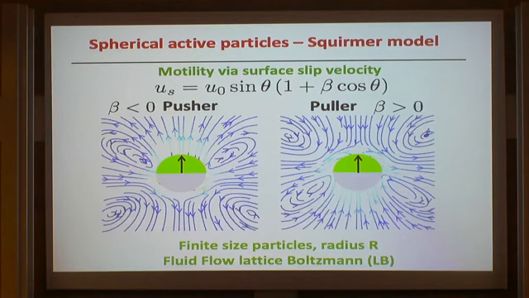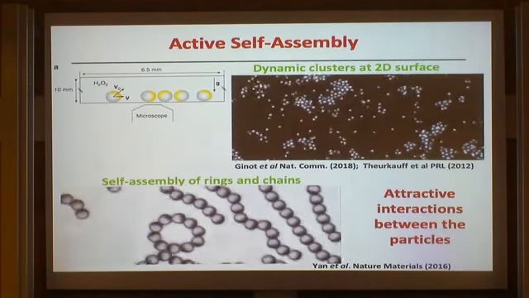But we do realize finite-sized particles, with a hard core radius, and assign this slip flow at the particle surface, and then solve the Navier-Stokes equation for the fluid flow using lattice Boltzmann. And why would you do this?